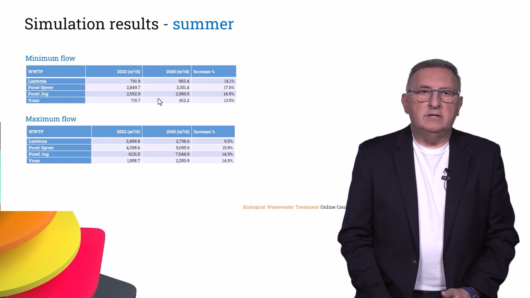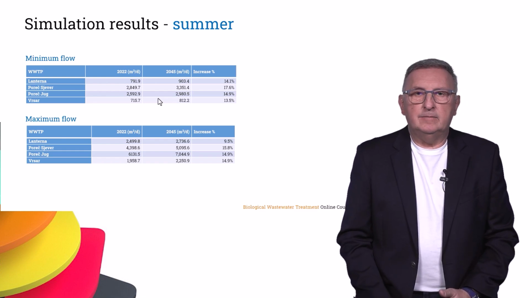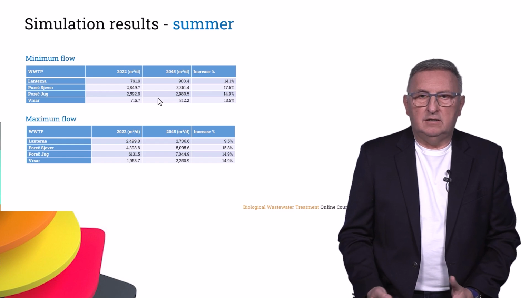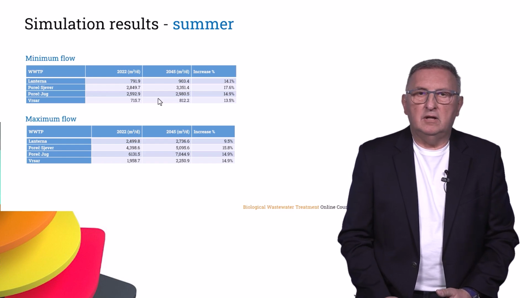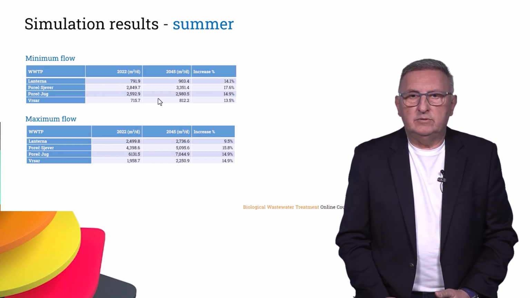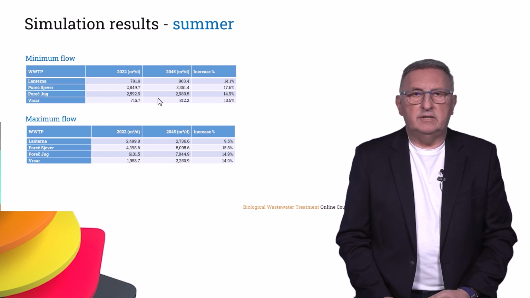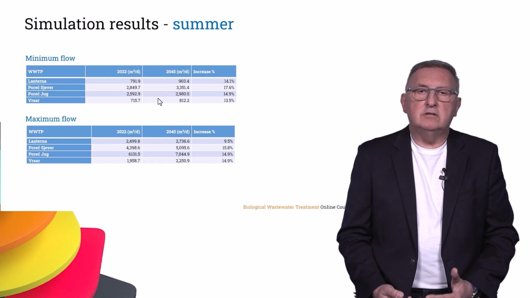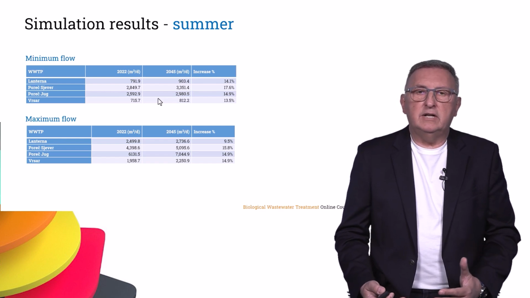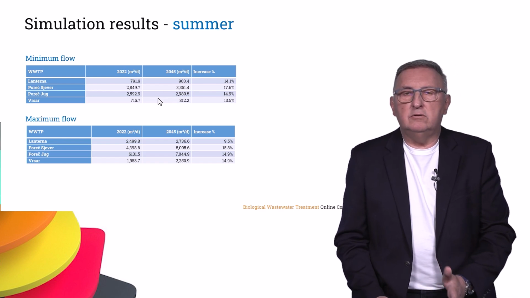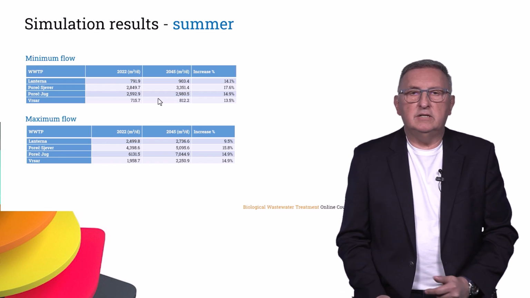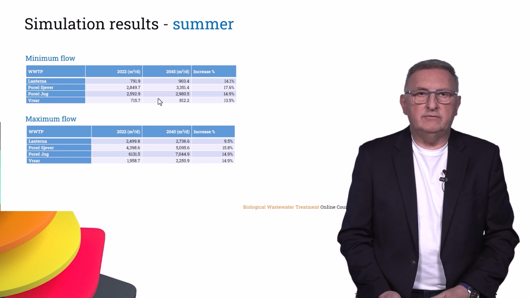Then we have the situation in the summer, which, remember, is when we have lots of tourists there, and predictions were that the flows in 2045 will be up to, let's say, 20% different than what we have now. So based on this, we could now create a relatively clear picture of the current load to the treatment plant and the future predicted loads in 2045.